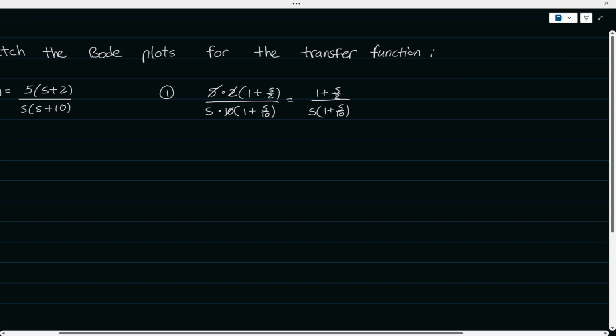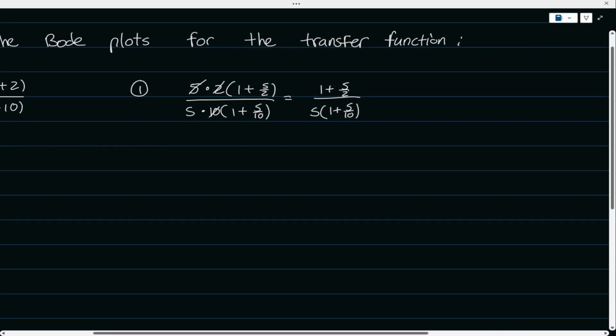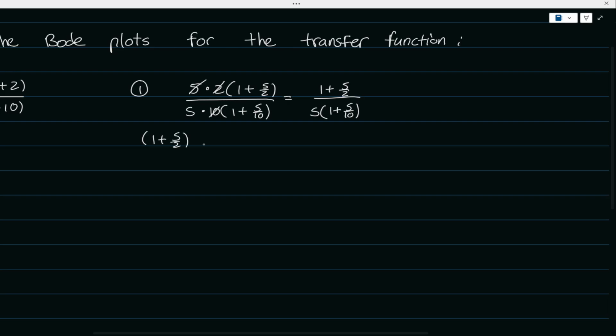Now the reason why we put it in this form is because we can rewrite it like this: 1 plus s over 2, times 1 over s, times 1 over 1 plus s over 10. You could put it in whatever order. This is just an example. Okay, so this is our transfer function.